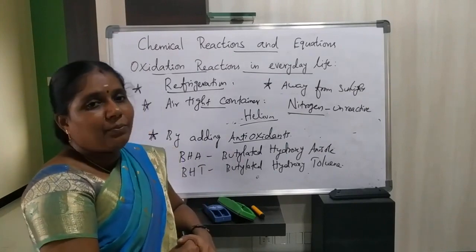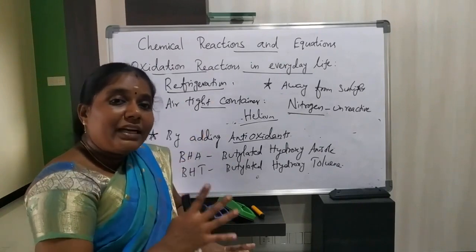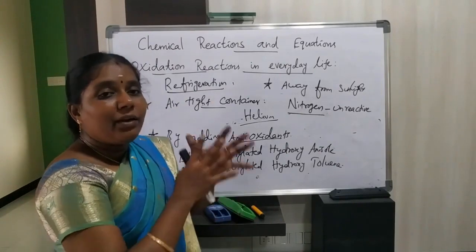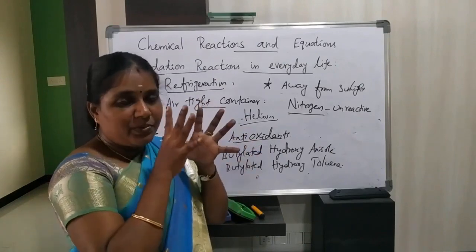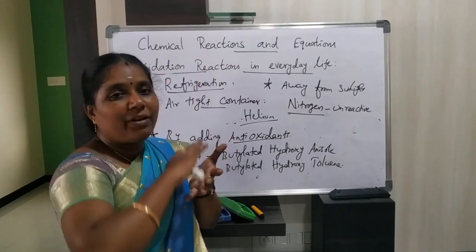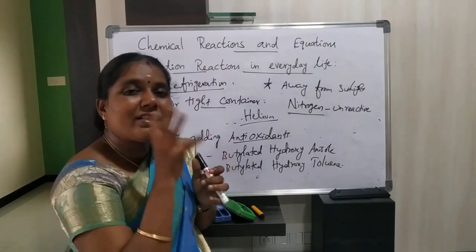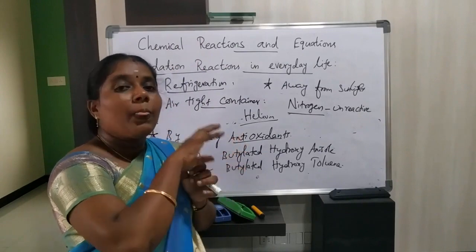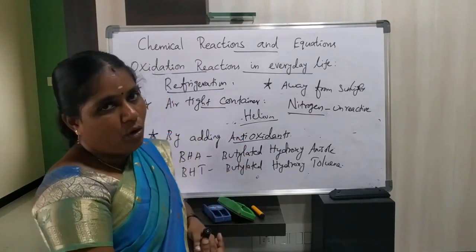So what does rusting mean? When we leave iron objects outside, that iron combines with air and moisture to form a reddish brown substance. It forms a layer of reddish brown substance that is called rust. So what's the chemical name of rust? That is hydrated ferric oxide, or hydrated iron(III) oxide.